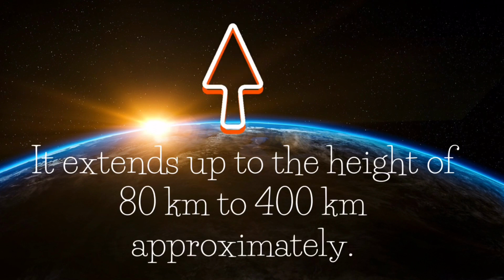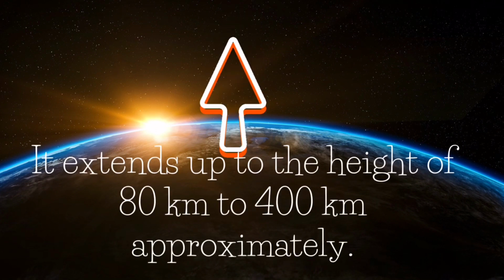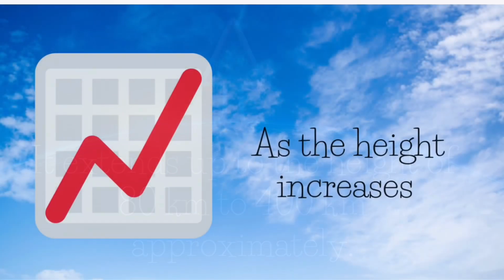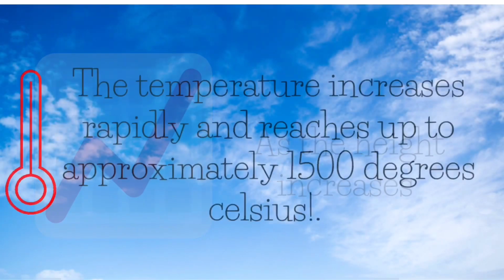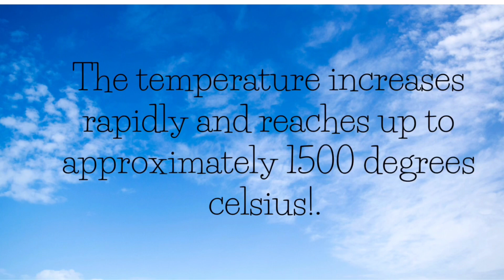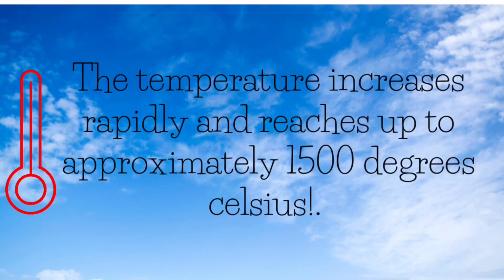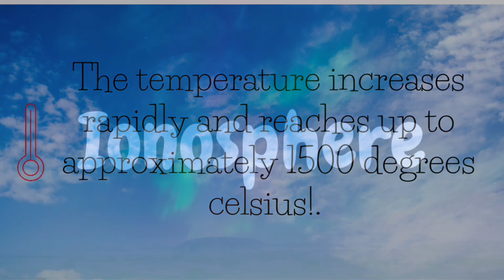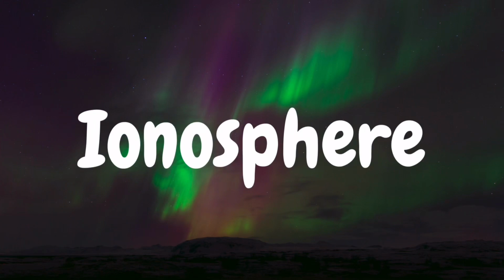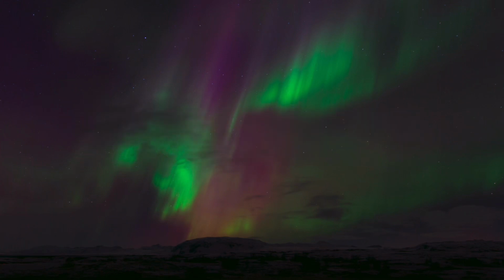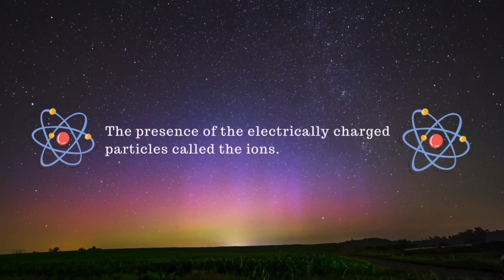The thermosphere extends from the height of 80 kilometers to 400 kilometers approximately. As the height increases, temperature increases rapidly and reaches up to approximately 1500 degrees Celsius. It is also called the ionosphere because of the presence of electrically charged particles called the ions.